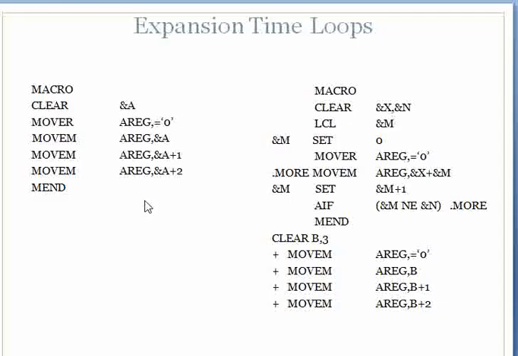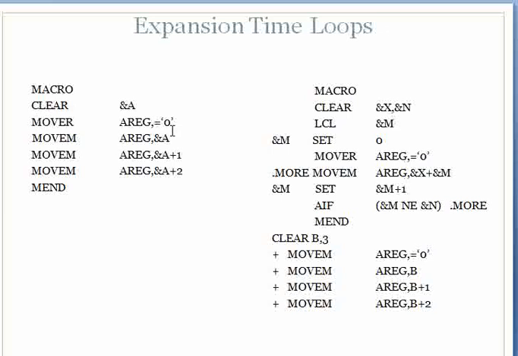Right, now this is another example of using expansion time loops. Look at the macro written on the left hand side. We have this prototype statement, whose name is clear, and I wish to clear certain memory locations. Suppose I wish to clear 3 memory locations. Clear means initialize their value to 0. How would I write it?